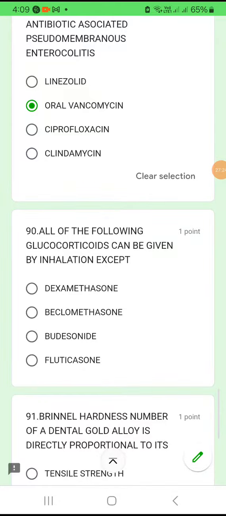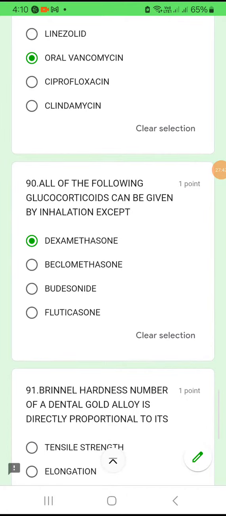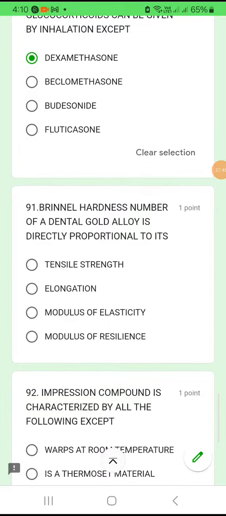Question number 90. All of the following glucocorticoids can be given by inhalation except. Glucocorticoid which can be given by inhalation, beclomethasone, yes, it is a safe drug. Budesonide is given by inhalation. Fluticasone is also given by inhalation. Dexamethasone, option A, is not an option for inhalation. So option A.